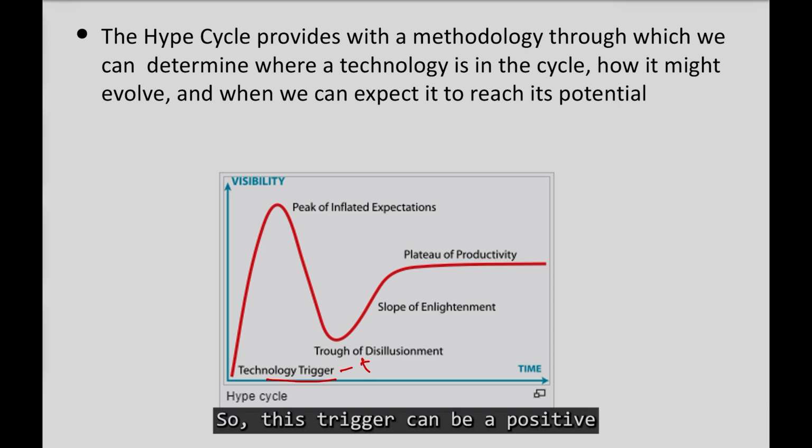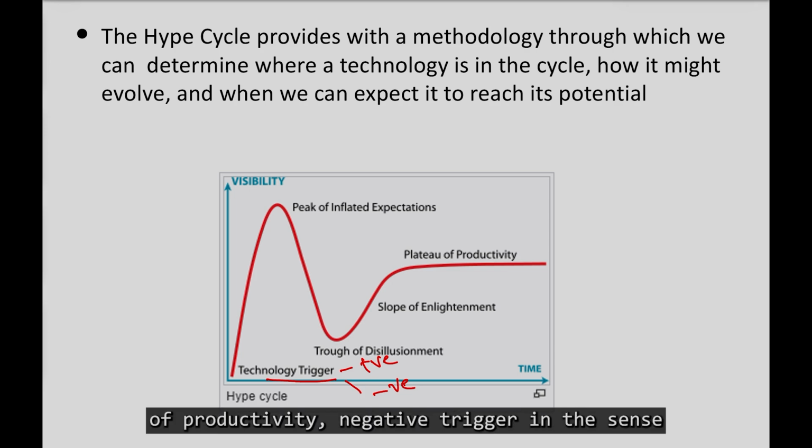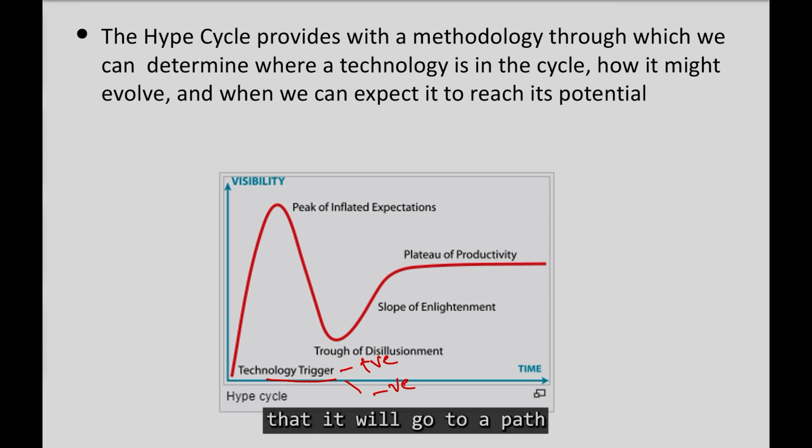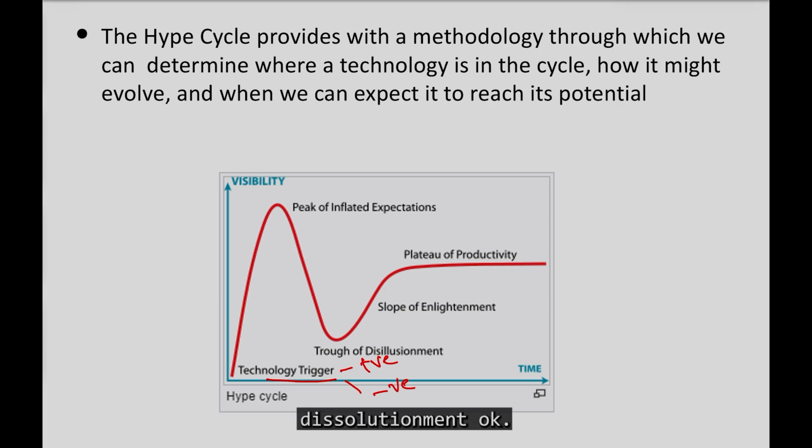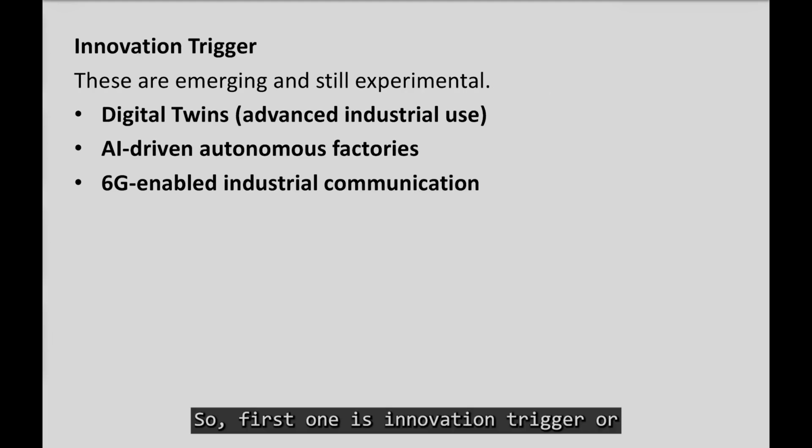This trigger can be a positive trigger or a negative trigger. A positive trigger in the sense that it will lead to the plateau of productivity. A negative trigger in the sense that it will go to the trough of disillusionment, and it will stay there. It will not come out of the disillusionment. So the first one is the innovation trigger, or technology trigger.